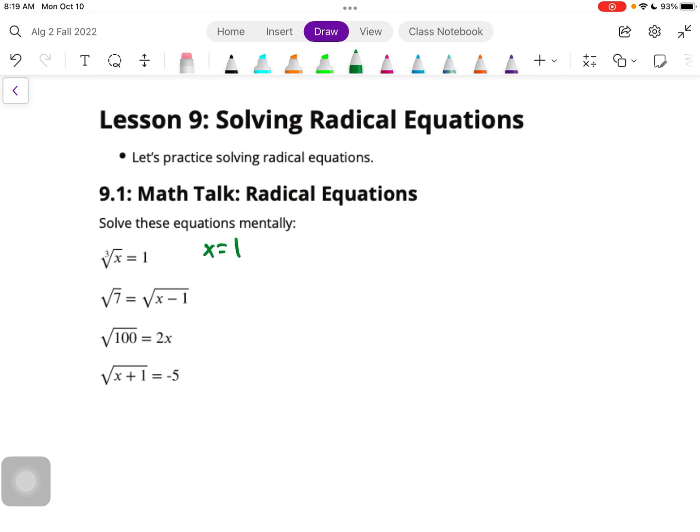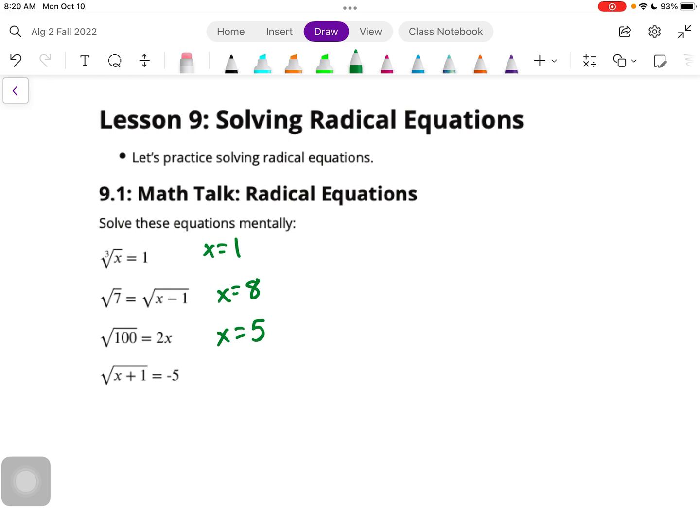All right, for the next one, the square root of 7 equals the square root of x minus 1. Well, basically they're both under the radical, so 7 has to equal x minus 1. So in this case, x has to equal 8 because 8 minus 1 is 7. And then for the third one, square root of 100, that's 10. So 2 times what is 10? x equals 5.